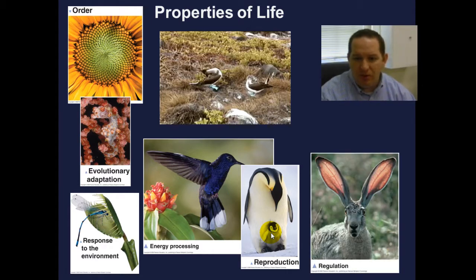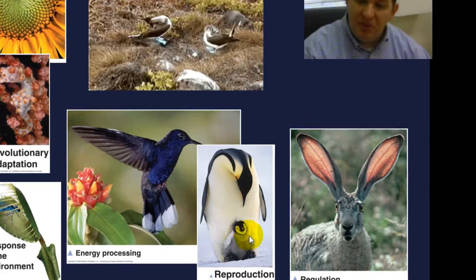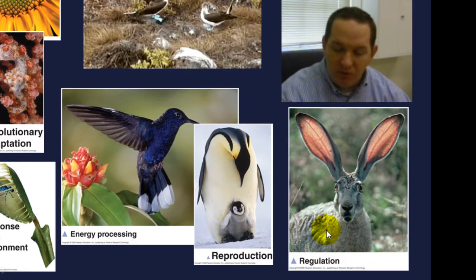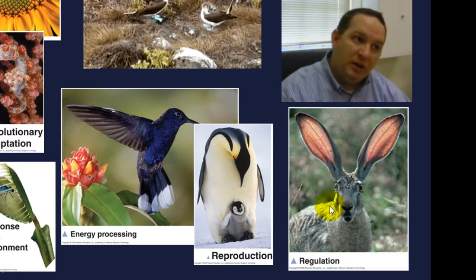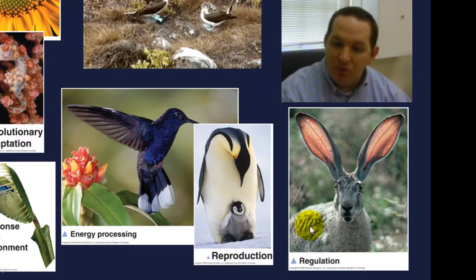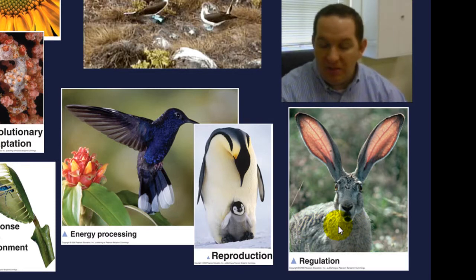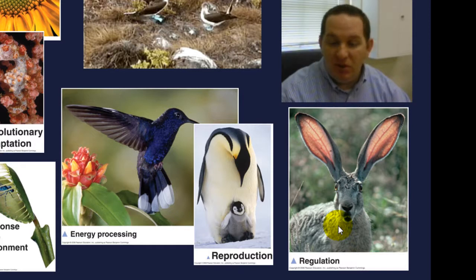Regulation is another property of life. All living things must be able to regulate their internal environment by controlling temperature, by controlling blood sugar level. These are examples of something that you might have to regulate. Not all organisms regulate the same things, but the ability to regulate your environment is an essential property of life.